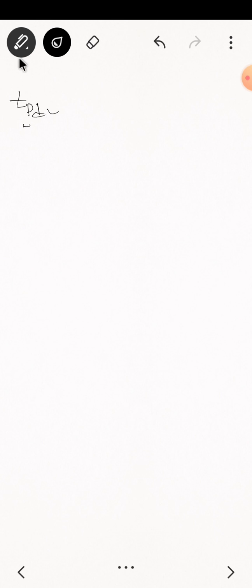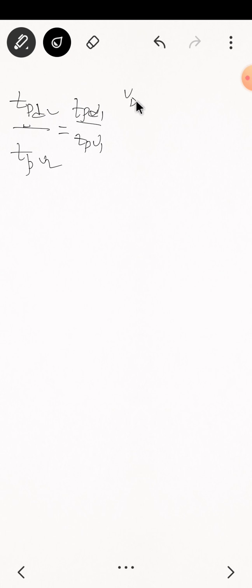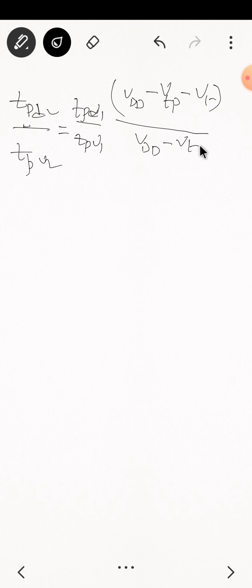ZPD2 by ZPU2 is equal to, what will happen? ZPD1 by ZPU1 into, which one? I am bringing this one: VDD minus VTP minus VT, divided by VDD minus VT.